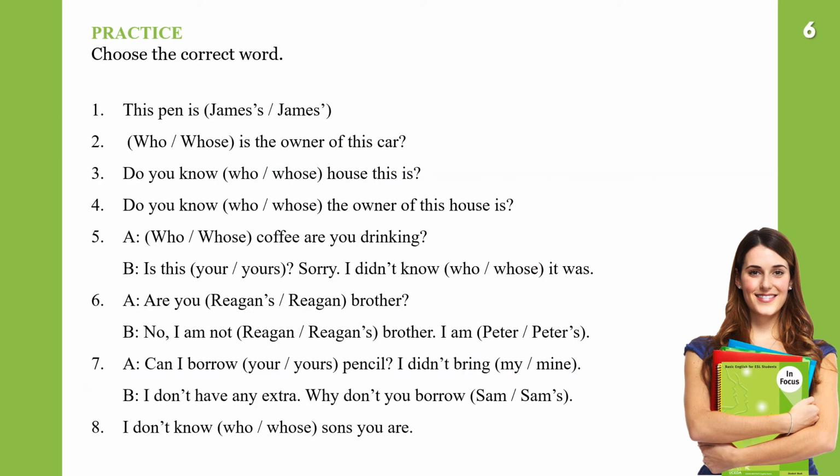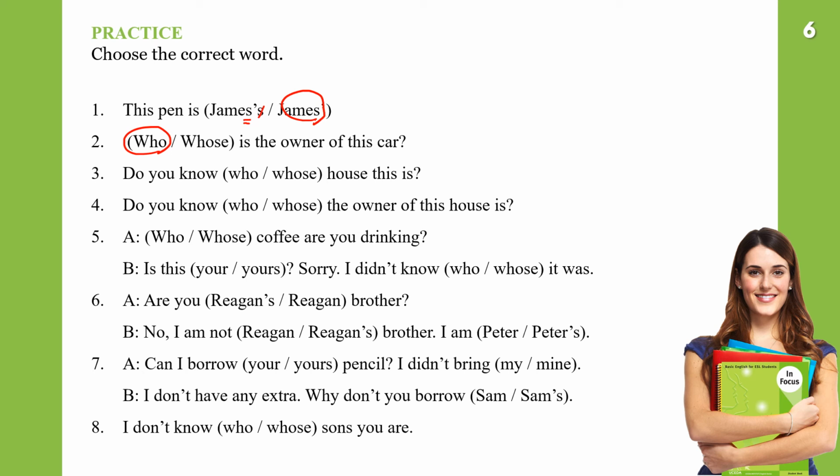Okay, let us do the practice. Choose the correct word. This pen is James's or James'? Yes, this is James'. I told you that when the word or name is ending with an S, you just put an apostrophe only. You don't put an S. So the second one is correct. Who is the owner of the car? Whose is the owner of the car? So this is talking about the subject, the owner. So we choose who. Who is the owner of the car?